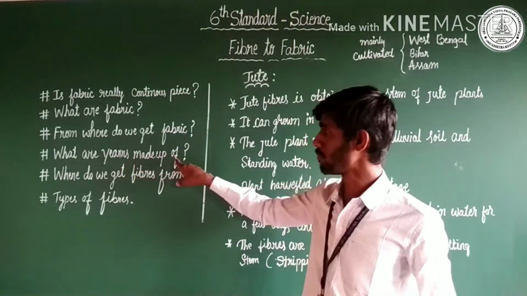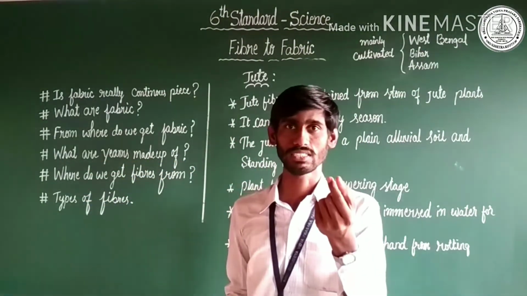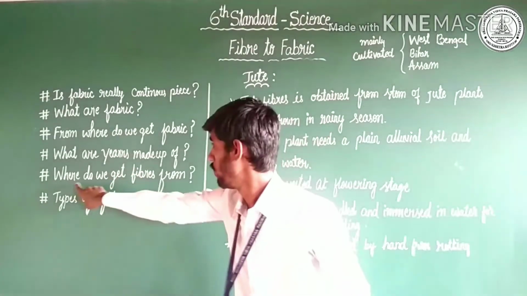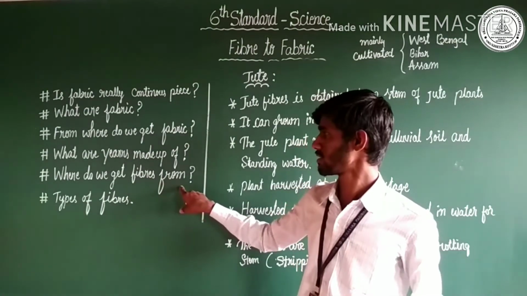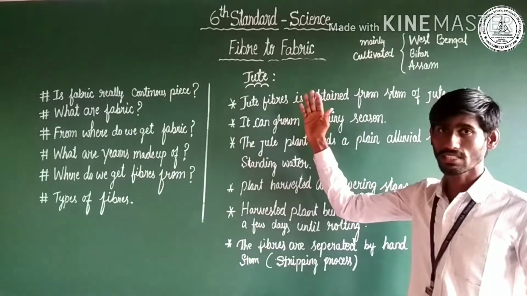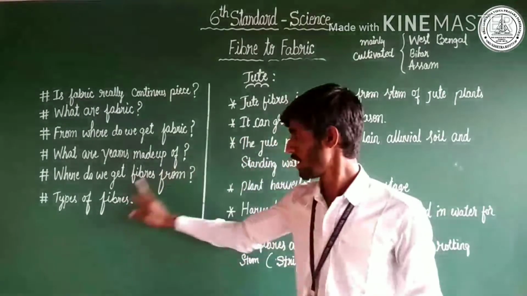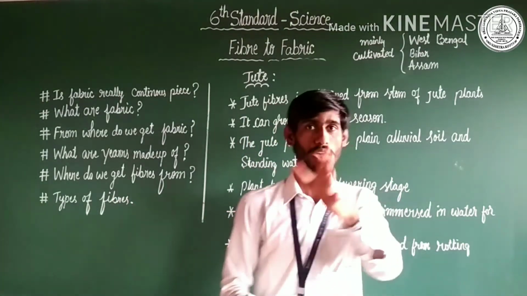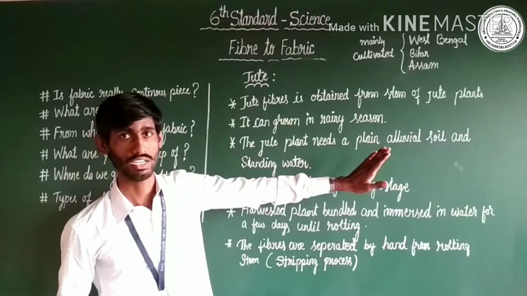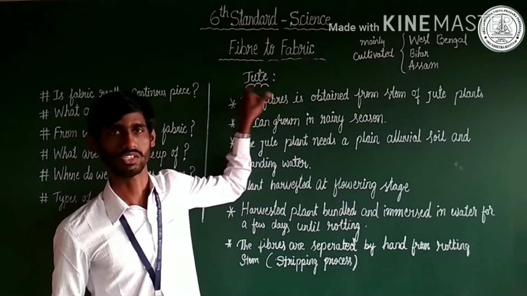What is yarn made up of? Yarn is made up of very small strands. A number of small strands make up yarn. Where do we get fibers from? Yes, fibers are obtained from plants as well as animals. Okay, Chotu, from plants as well as animals. What are the types of fibers? The types of fibers are natural fibers and synthetic fibers. Jute and cotton are natural fibers.